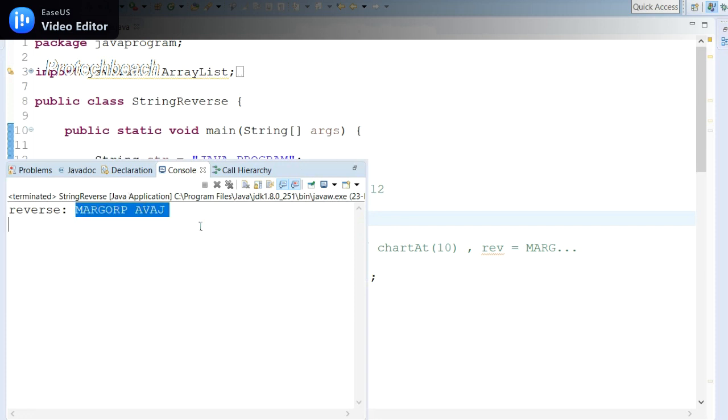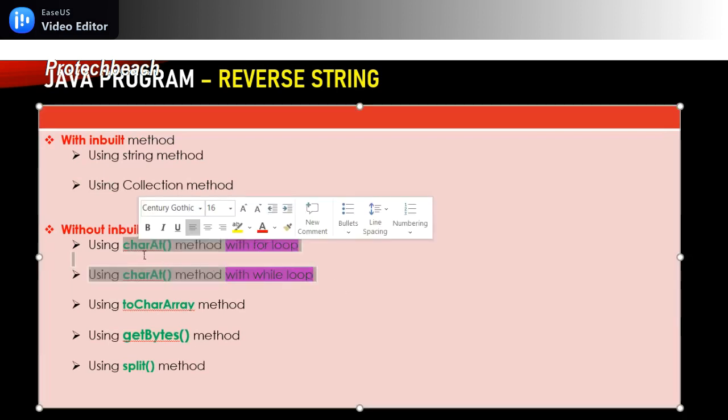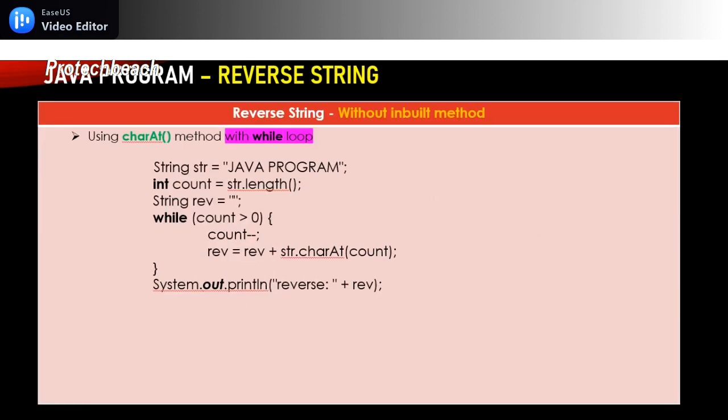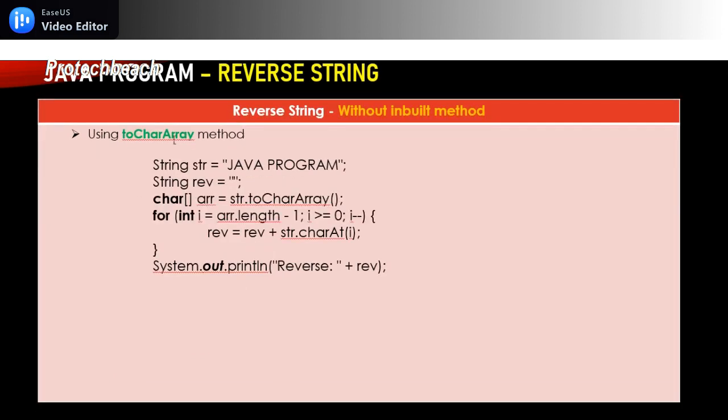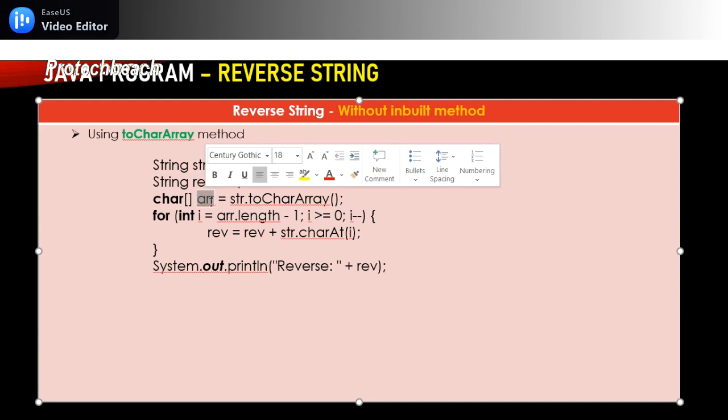See, it is reversing the value. So now we saw how to use the for loop and while loop with the charAt method. Now we'll move on to the next one, that is the toCharArray method. Here also it is almost similar to the previous one, the only thing is that we are splitting the characters of the string. First I have taken the string value and one empty string variable. Then I am splitting: once I use str.toCharArray, it splits the value and returns me the character array. So I am saving arr as a character array object.